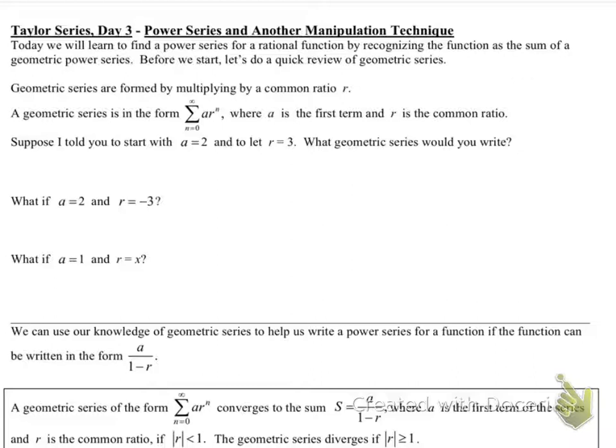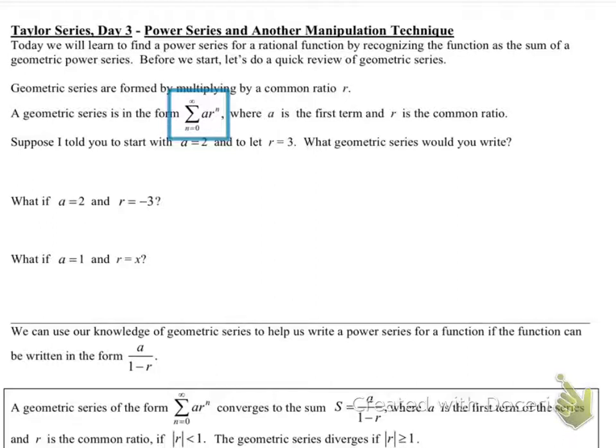Okay, today we're going to learn to find a power series for a rational function by recognizing the function as the sum of a geometric power series. So first of all, let's review geometric series. A geometric series is in the form the sum from 0 to infinity of a times r to the n, where a is the first term and r is the common ratio.